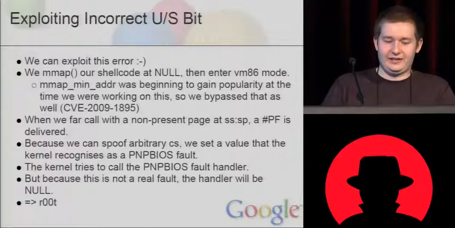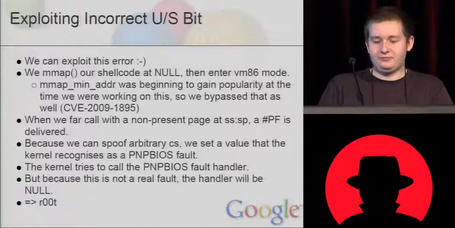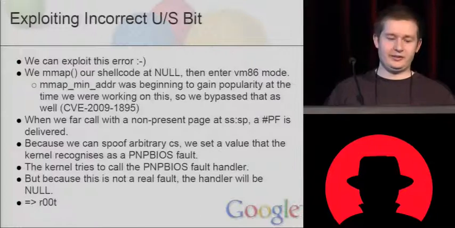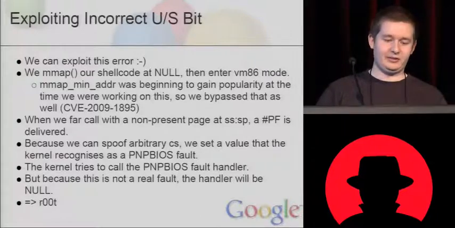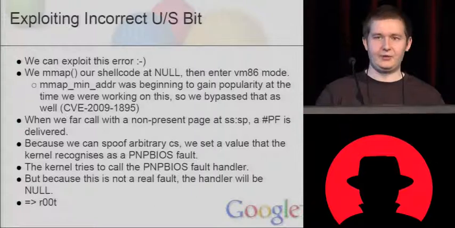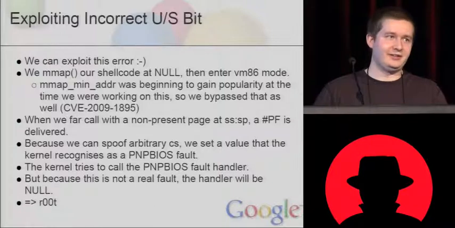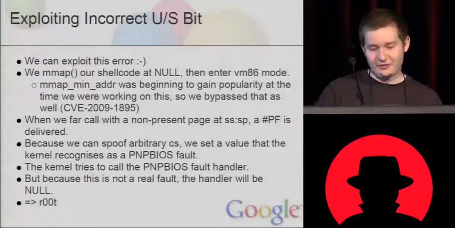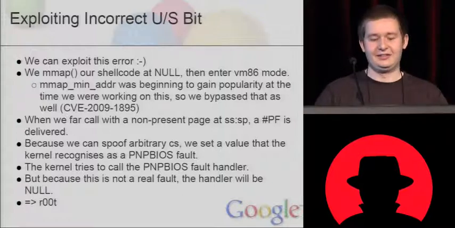So all we have to do is mmap our shellcode at null, and then we enter VM86 mode. When we were working on this, there was a new feature that was beginning to gain popularity called mmap_min_addr. At the moment, it's quite well known and well used, but at the time, we were concerned that maybe people would say this issue wasn't really realistic because mmap_min_addr had just been introduced. So we found a way to bypass that as well that we're going to talk about later.